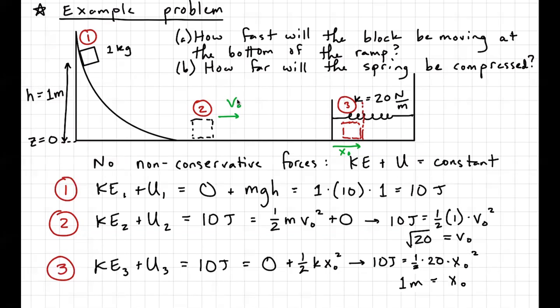But what was nice about this is we didn't have to know anything about the way that the block got from point 1 to point 2 to point 3. We just had to write down what the kinetic and potential energies were at those points and use this conservation property to solve for what we wanted. So that's really convenient, and that points to the strength of this as a problem-solving approach that we'll continue to exploit as we go.